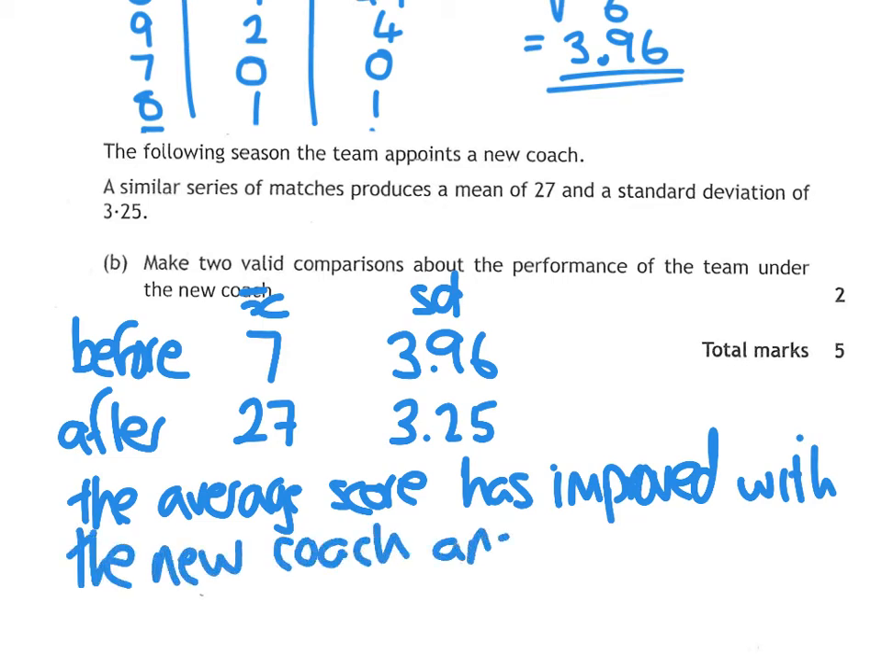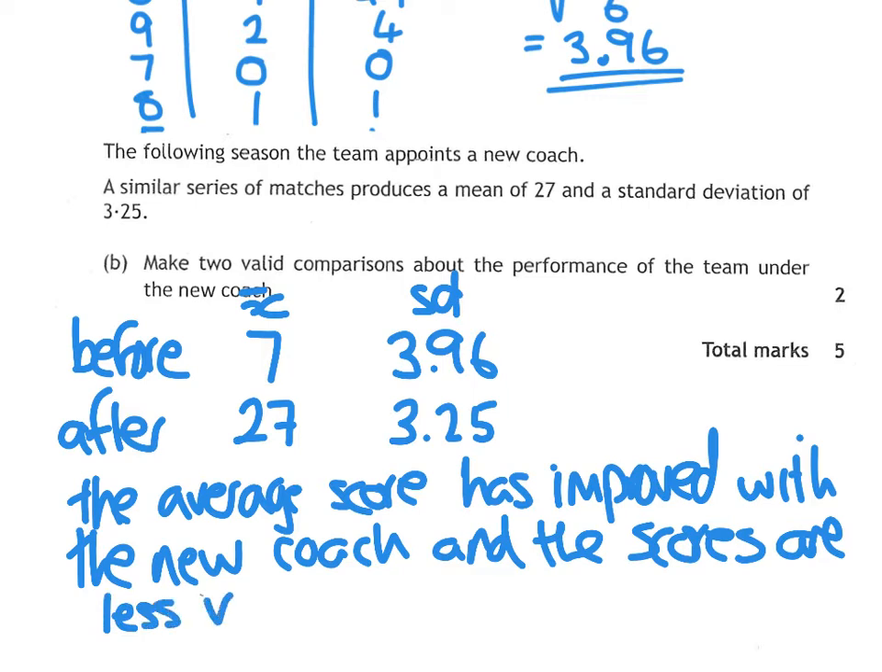And the scores, the standard deviation has gone lower. Not much lower though, but that means the scores are a lot closer together than they were before, so the scores are now less varied. Closer together means less varied. You don't need to say why, but it is because it's a lower standard deviation. That's a perfect sentence. Turn the word mean into average. Make sure we know what we're talking about. We're talking about scores, and about a new coach coming in.